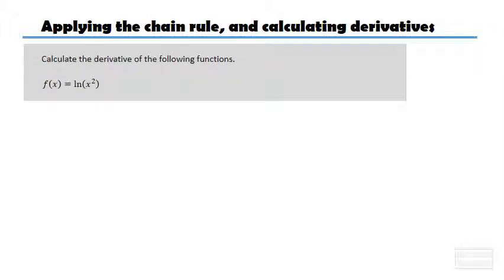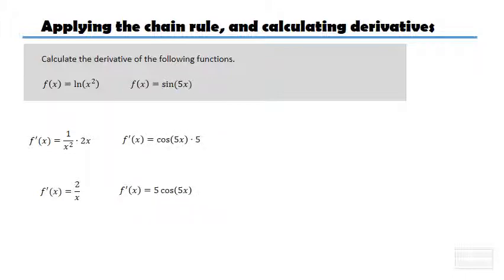So natural logarithm of x squared. Well, it will be 1 over x squared, because the derivative of the natural logarithm is 1 over, but instead of x I have x squared, times 2x, which is the derivative of what's inside. Simplify and I get that. How about this one here? Well, it'll simply be cosine of 5x, which is the derivative of this thing here, times 5, which is the derivative of the inside function.